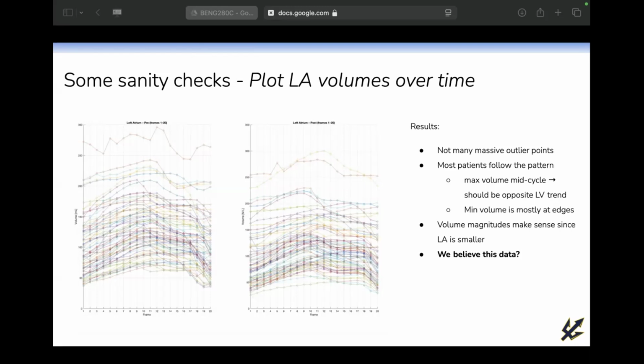I inspected one of the outlier points, like the top patient over here, just to see what was going on over the time series. But the segmentation looked pretty good on ITK Snap, so I kept them in the final model, but we can always take them out if necessary. Also, because the left atrium is smaller, the volume magnitudes do make sense, and therefore I pretty much believe this data without having to look at every single segmentation.